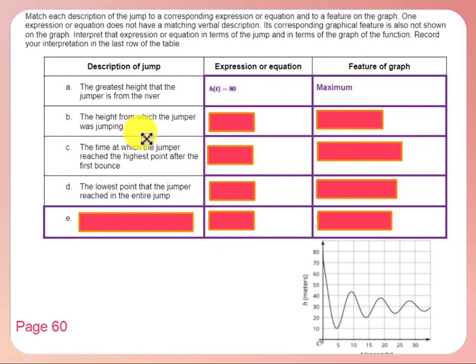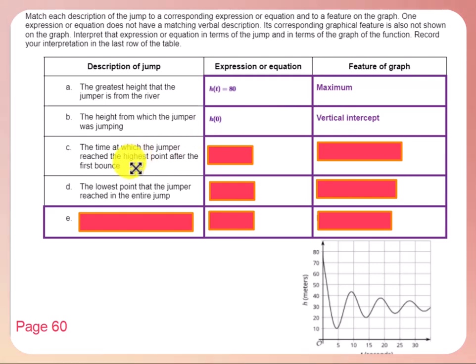The height from which the jumper was jumping. So how do we write that in function notation? We write that as h of 0. When x is 0, when the jumper starts, that's h of 0. That's going to be the vertical intercept or the y-intercept.